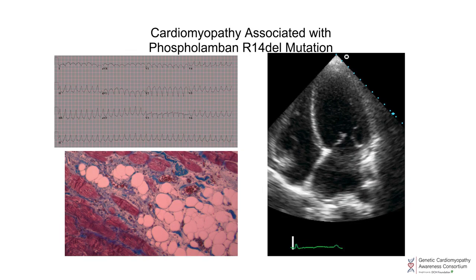This mutation was first discovered in a large Greek family with a hereditary form of dilated cardiomyopathy in 2006. That family was found to have a heterozygous form of R14 deletion, meaning that there is one copy of the gene that makes normal phospholamban and another copy that makes the mutated form of phospholamban known as R14.